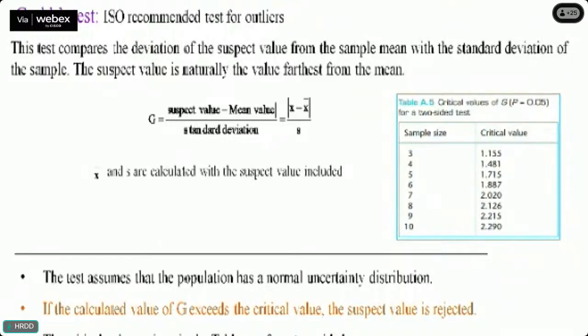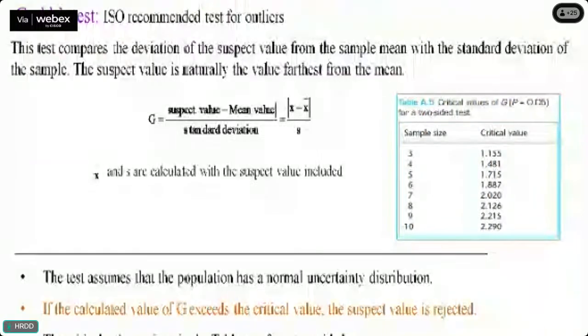If G calculated comes out to be less than the G critical, then we say that it is not an outlier, it is part of this same set of data. So we include it, we retain it. Understood? Here we do one by one data analysis, not a set of data together. One data at a time. If you have one doubtful data, do the G analysis, compare with the G critical and take a decision.